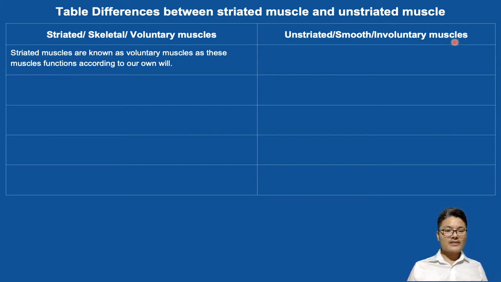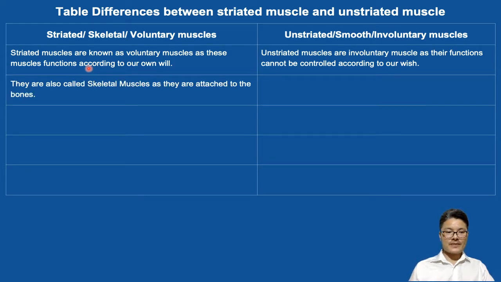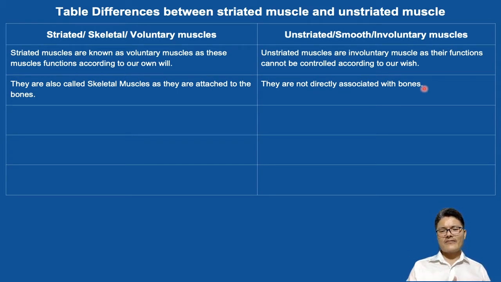Now, regarding striated muscle, they are known as voluntary muscle because these function according to our wish and will, okay? And on the other hand, unstriated muscles are involuntary muscle as we can't control the functions of involuntary muscles. In case of striated muscle, these are called skeletal muscles mainly because these muscles are attached or associated with the bones. They are lying close to, next to the bones. But in case of smooth involuntary muscle, these are not lying with the bones. They are indirectly attached or are far away from the bones.